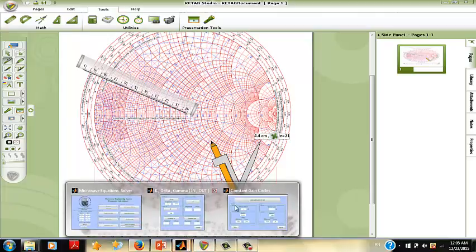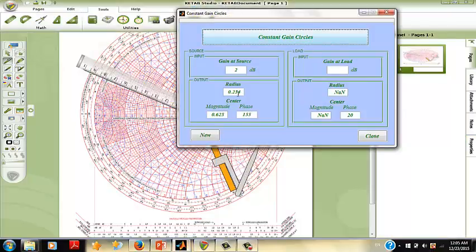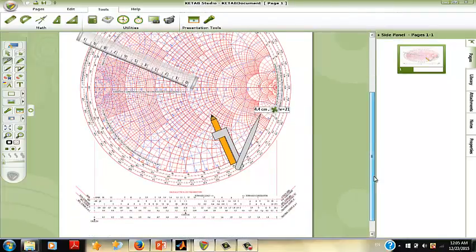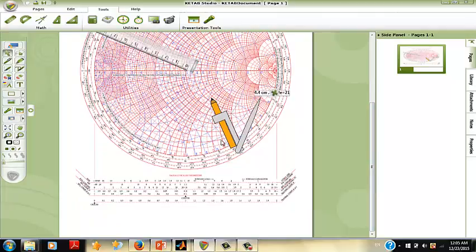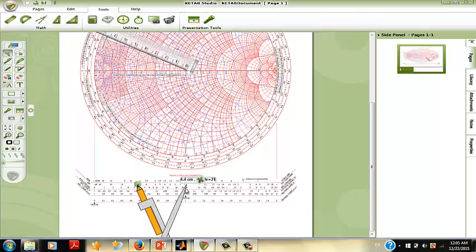From the calculator, we find that the magnitude is 0.625. Use a compass. From the reflection coefficient scale, we open it to 0.625. And now draw the center.